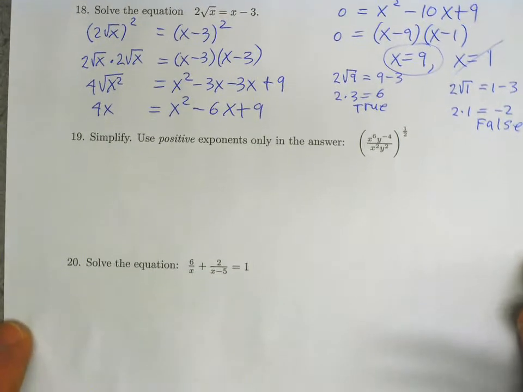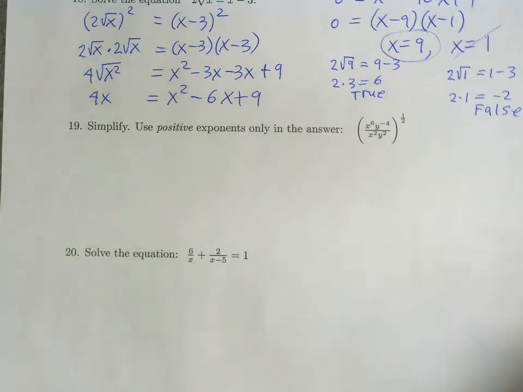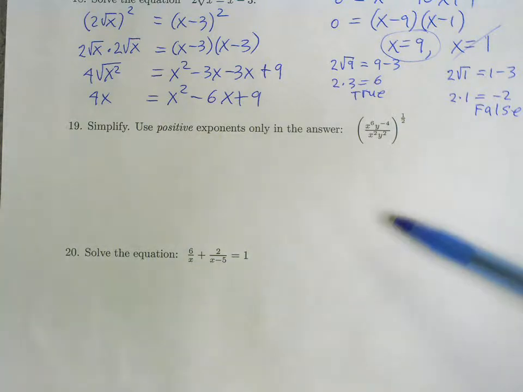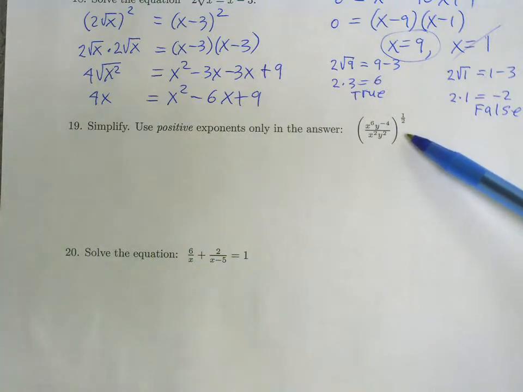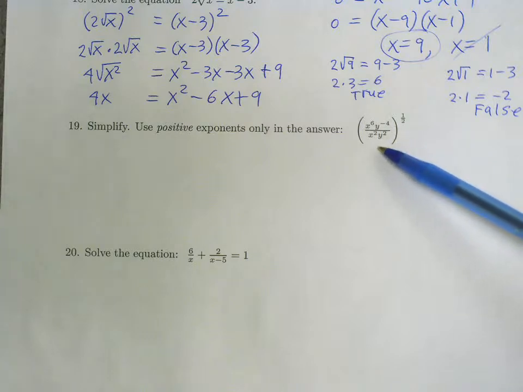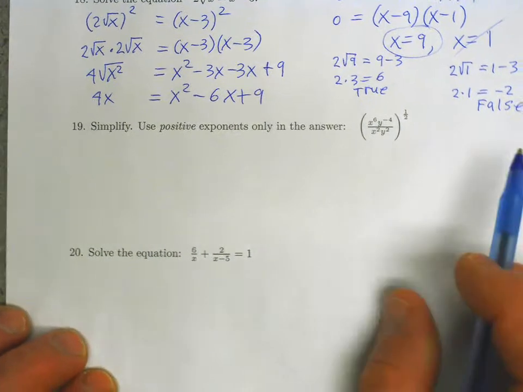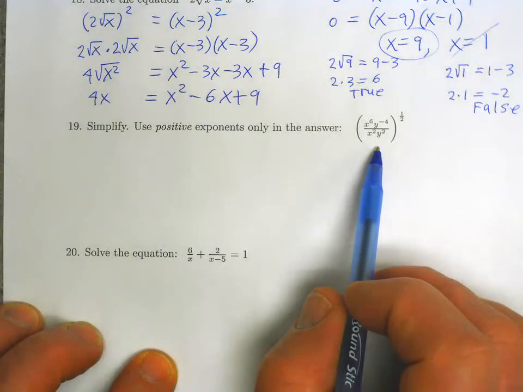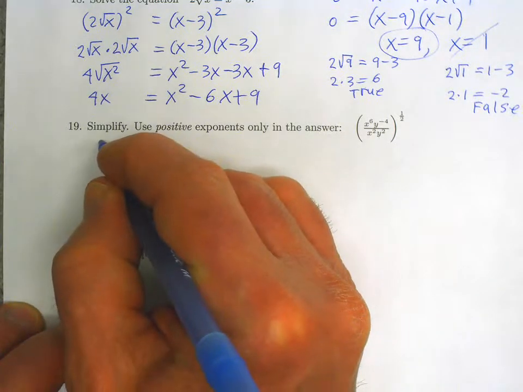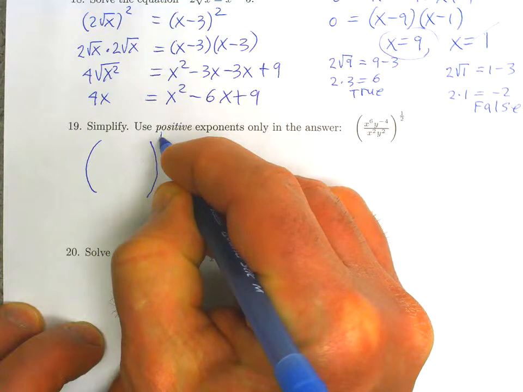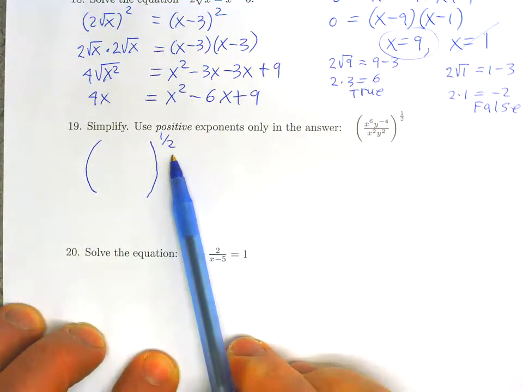Okay, in the next problem, use positive exponents only in the answer. Inside the parentheses, we have x to the 6th times y to the negative 4 in the numerator. And in the denominator, we have x squared times y squared. And that entire rational expression is raised to the exponent 1/2. So usually what I do is simplify inside the parentheses first, and then afterwards we'll apply the outer exponent 1/2.